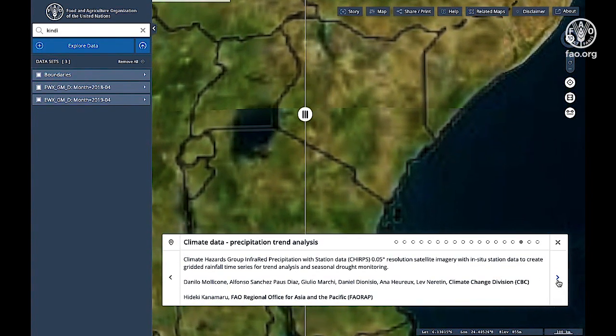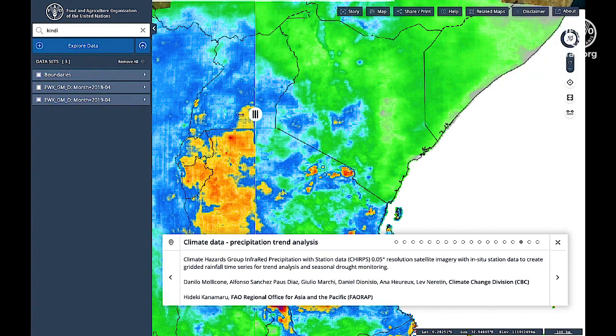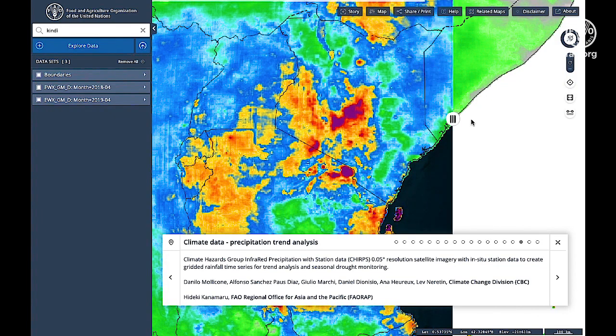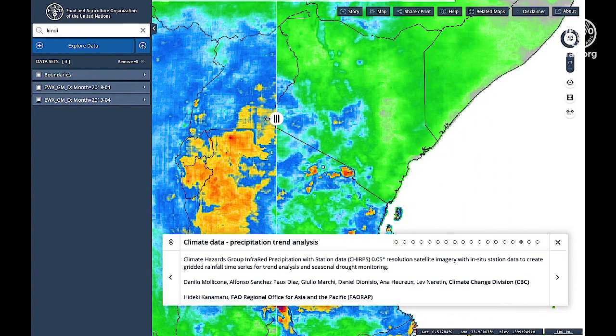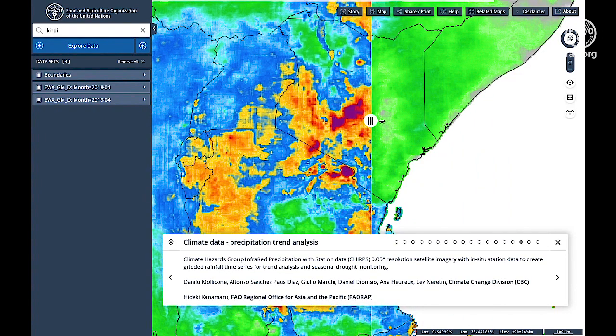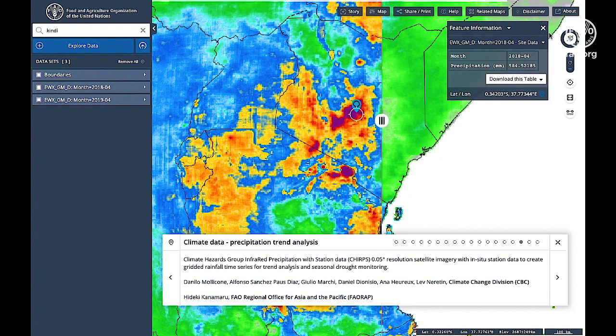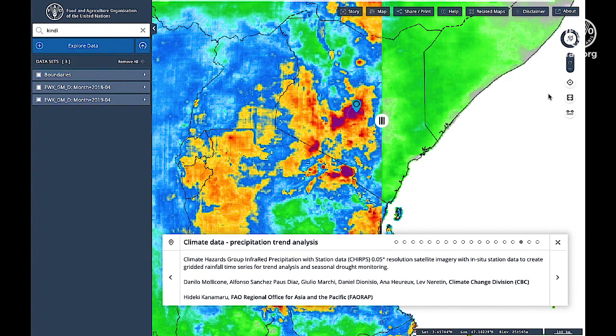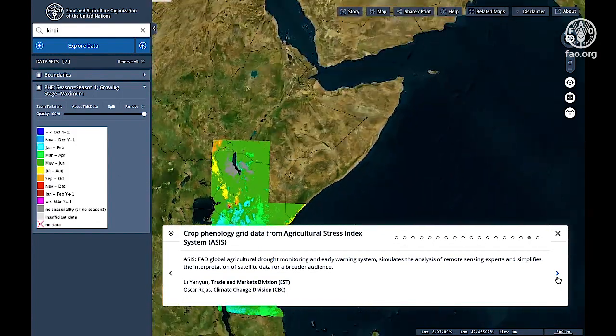For example, stable lights. The platform also makes available climate data, such as precipitation trend analysis. This is made available from Climate Hazards Group InfraRed Precipitation with Station data, 0.05 degree resolution satellite imagery with in-situ station data to create gridded rainfall time series for trend analysis and seasonal drought monitoring.